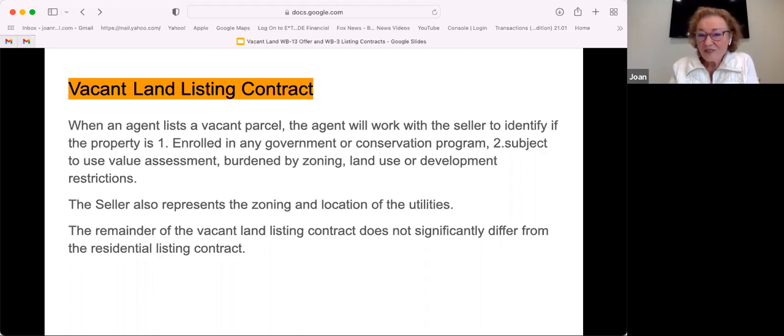The seller must also represent the zoning and the location of the utilities. It's not your role to find out where all the utilities are. It is the seller's role to determine where the utilities are, and then you can pass that information along to any agent. So the rest of the listing contract, as I said, does not differ from our normal residential listing contract. But again, it's very important that you have an informed seller so that you can inform buyer's agents of the very, very important details of buying vacant land.